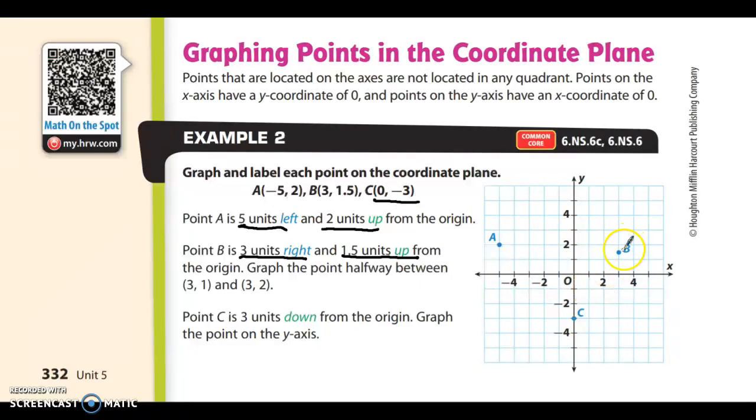So point B is in quadrant 1, point A is in quadrant 2, and then point C is in neither quadrant. It is on the y-axis. So it's over 0, down 3. It's right there.